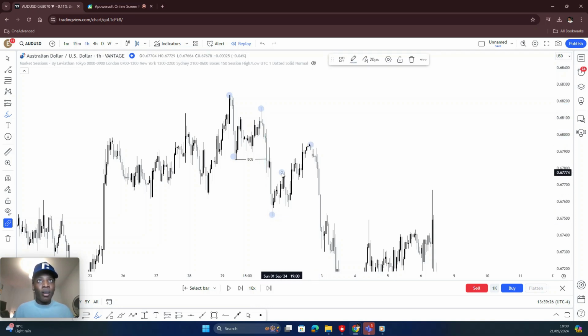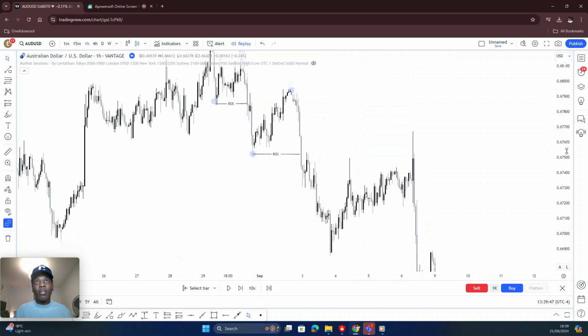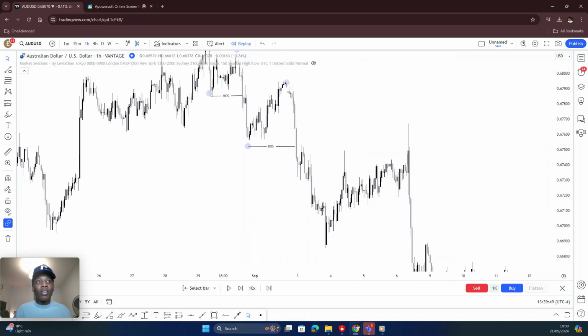Again, is it the point that led to a break of structure to the downside? No, it's not. Is it this point? No, it's not. Is it this point? Yes, it is, because this point created a break of structure to the downside. So we're going to come through and mark a bearish break of structure to the downside. Next, this is our push phase. So this is where our push phase ended.